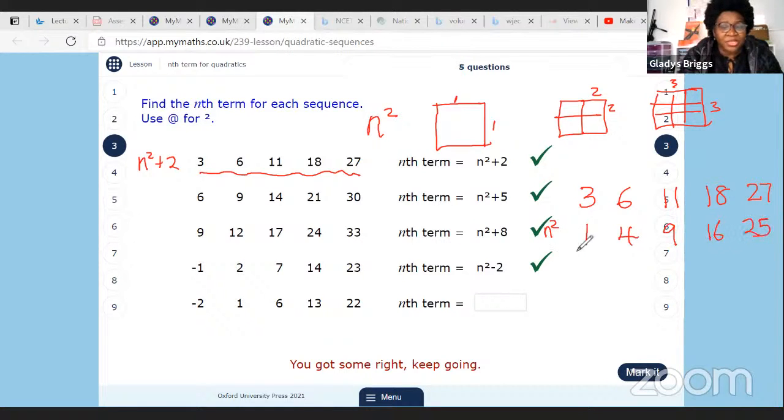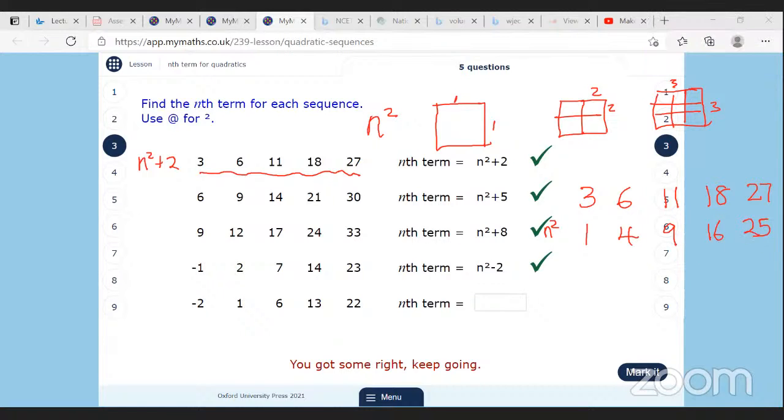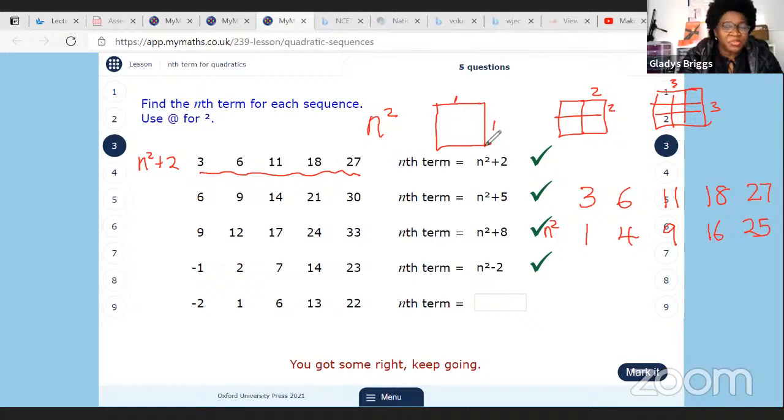Do you understand how I got this line? No. This line is this line here that I'm trying to draw for you. 1 times 1 is 1, 2 times 2 is 4, 3 times 3 is 9, 4 times 4 is 16, 5 times 5 is 25.